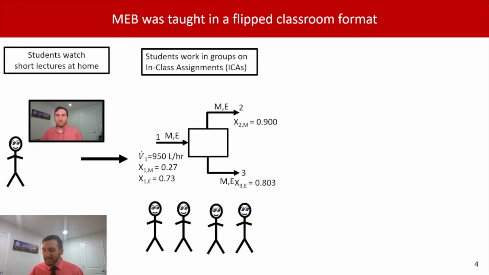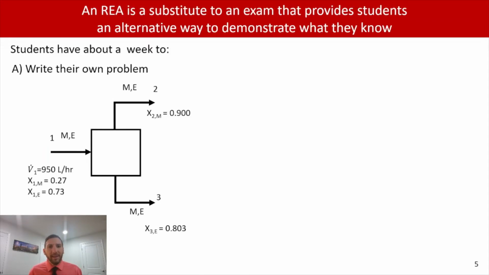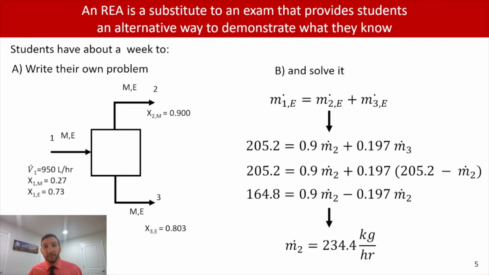And so after we do a few of these ICAs in class, we've practiced a lot of things, it's time for us to then do a reverse engineering assessment. And so with these reverse engineering assessments, there's two pieces that go into it. And again, like I said before, this is my substitute for an exam. So with an REA, the students have about 1 week, maybe 10 days to work on their reverse engineering assessment. And within that, they have to write their own problem and they have to solve it.